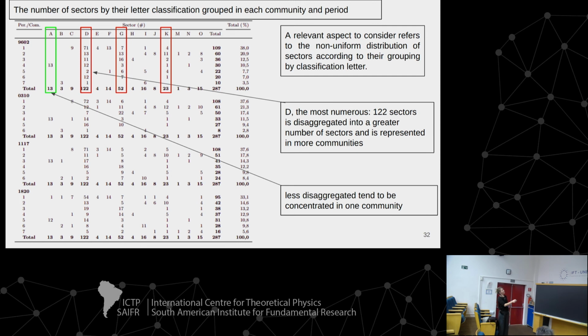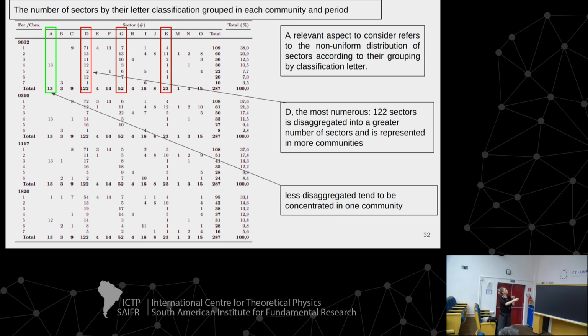So here I see that I have, for example, let's see this one, the letter D, which is manufacture. How many sectors are inside? 122 sectors, yes? This is the most numerous. So that means that this sector is disaggregated into a greater number of communities. So, for example, in the first one, I only have 71 sectors of this activity. Do you understand what I'm saying?